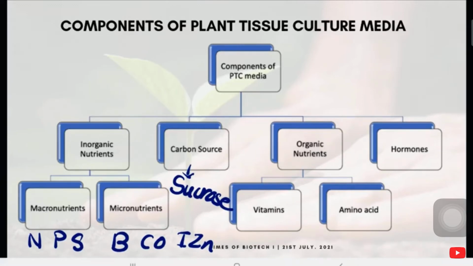Next come the organic nutrients. They are divided into vitamins and amino acids. Vitamins are required for metabolic processes as a cofactor or a part of an enzyme. The common example would be thiamine. Among amino acids, one of the most commonly utilized is glycine. Let's talk about the hormones in detail.